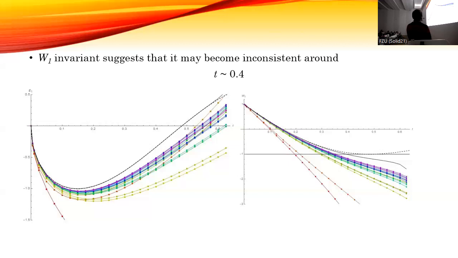But in this case, we have a different invariant, which is called W1. In this case, we can see once again that it goes below -1, which is the limit for finite cosine, so we can kind of guess that it goes off shell somewhere around here, but since we are not exactly sure about the precision, we cannot say precisely where it goes off shell.